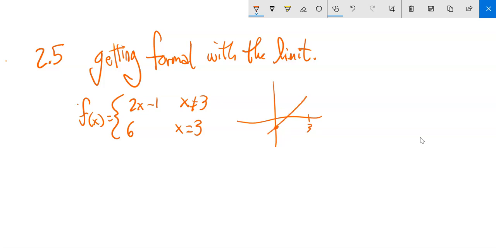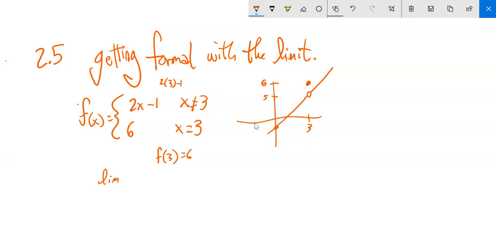And what happens at 3? If I plug 3 into here, 2 times 3 minus 1, that's actually 5. So it looks like this. So when x isn't 3, it's everything on this line. But when x is equal to 3, we actually have a little jump here. So it's actually 6. So if I asked you what is f of 3, that's this case. When x equals 3, this thing is 6. But when x is anything else, it's evaluated in this.